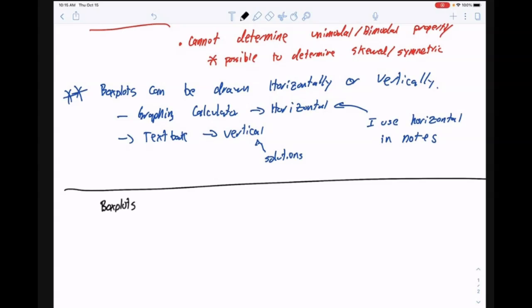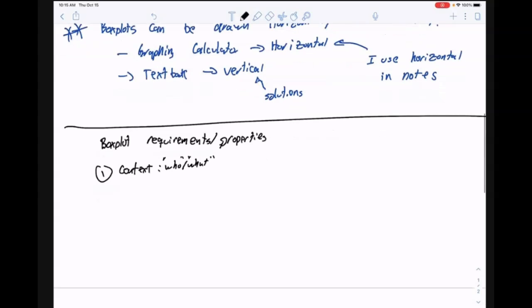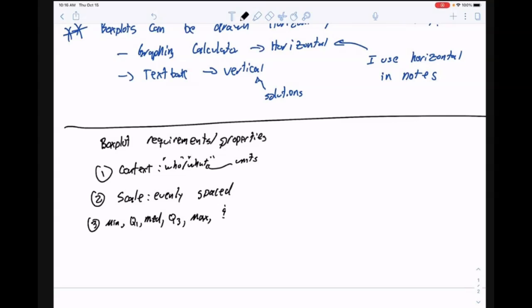Box plot requirements/properties. The first and foremost thing, of course, is context. Make sure you identify who and what in your box plot. And because the what is quantitative, that means units. The second thing is a scale, and also noting that it is evenly spaced. The third part is that you have the min, Q1, median, Q3, and max shown.